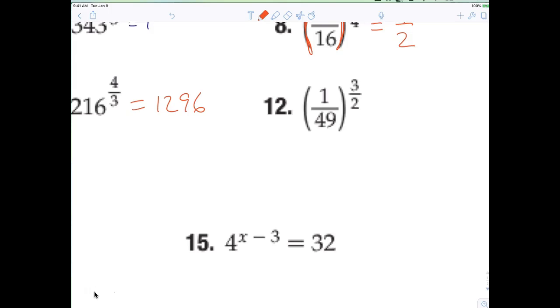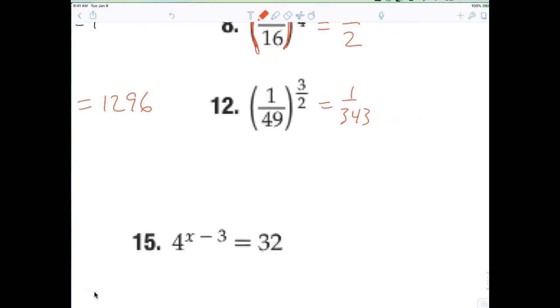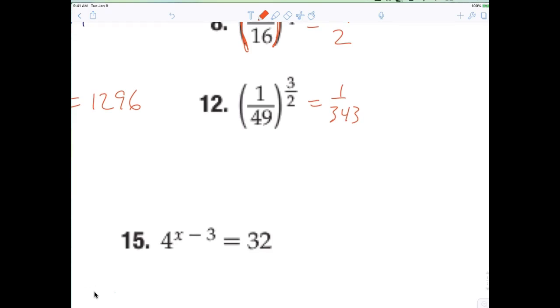No, 1 over 343. Did anybody else get 1 over 343? 1 over 343. Allison, you good? Kate, you still with me, right? Remember what I told you? I want you to speak up whenever you're behind. So tell me, which one are you at? Okay, so I'm waiting for you, or did you not get that? Okay, so the reason why you didn't get it is probably because you didn't put in the parentheses. So put in the parentheses this time.